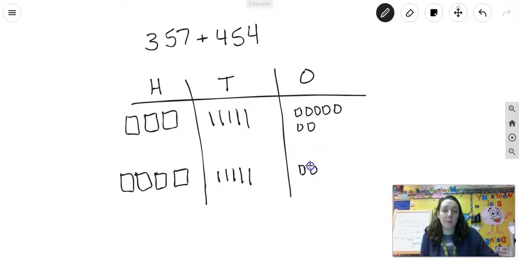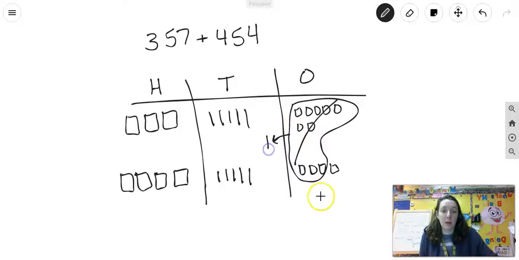454. All right, first things first, I'm going to start with the ones. I have 1, 2, 3, 4, 5, 6, 7, 8, 9, 10. Cross that out, make another 10. But I'm left with 1. We have 1, 2, 3, 4, 5, 6, 7, 8, 9, 10.